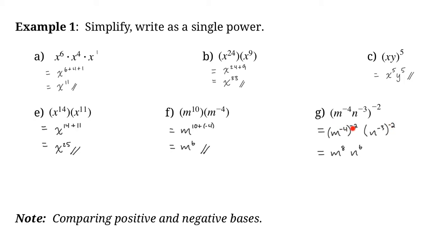So we need to multiply exponents here. So negative 4 times negative 2 is just a positive 8. And negative 3 times negative 2 is a positive 6. So our final answer is m to the power of 8 times n to the power of 6.